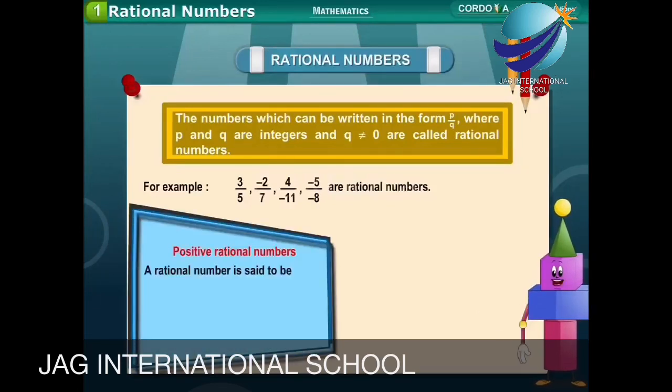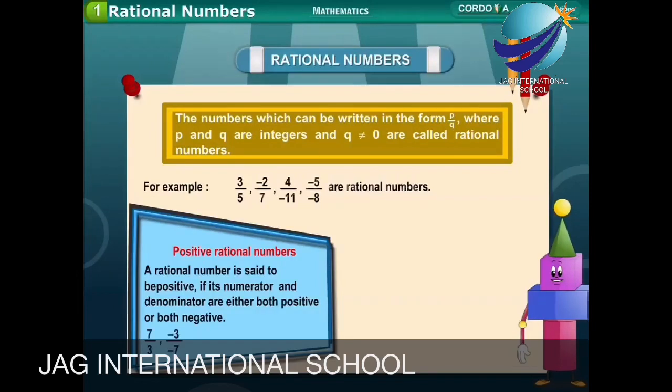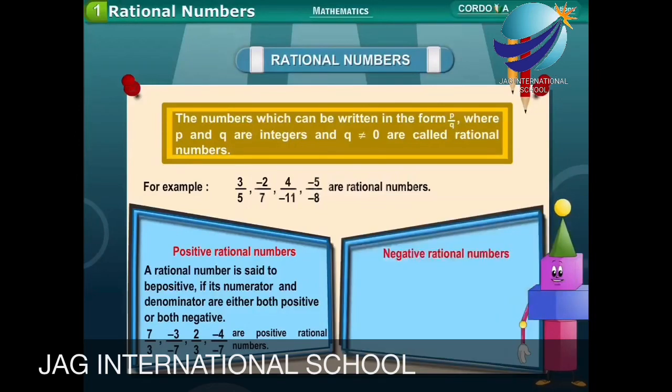Positive rational numbers. A rational number is said to be positive if its numerator and denominator are either both positive or both negative. For example, 7 upon 3, minus 3 upon minus 7, 2 upon 3, minus 4 upon minus 7 are positive rational numbers.